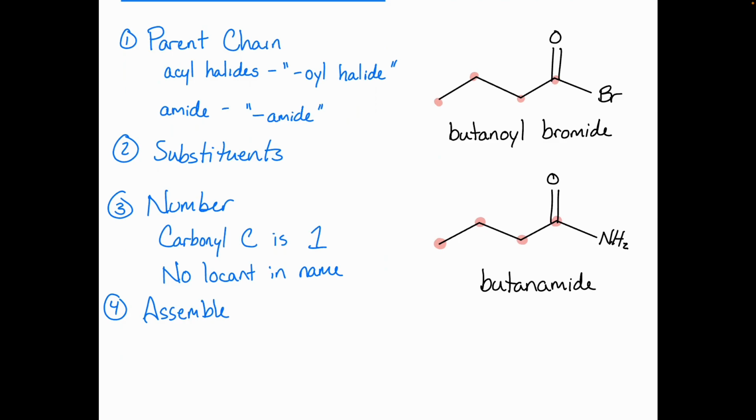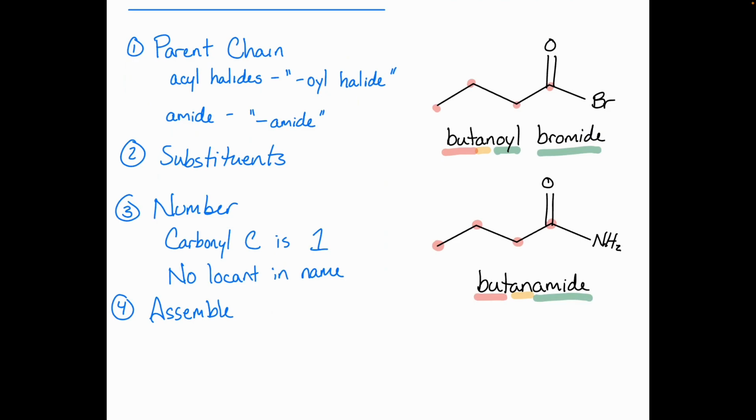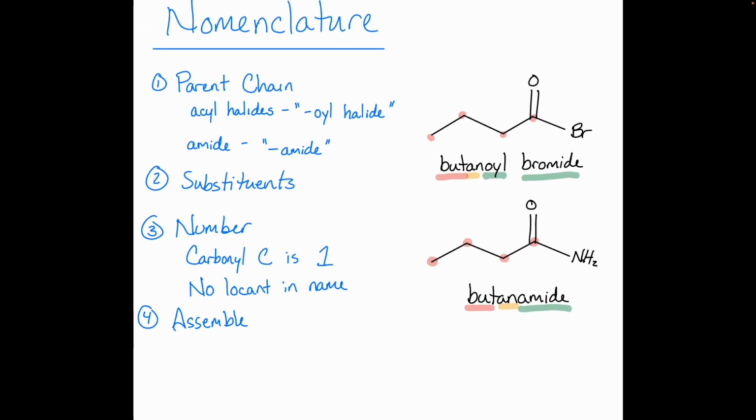In both of these names, we have our "but" for our four carbons, the "an" to indicate that there are only single bonds, and then our specific functional group suffix. In the case of our acyl halides, it's oyl, and then the halide, so butanoyl bromide. In the case of our amide, it's amide. All right, so let's do some examples real quick.